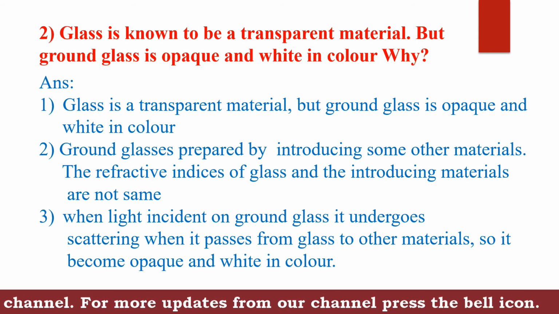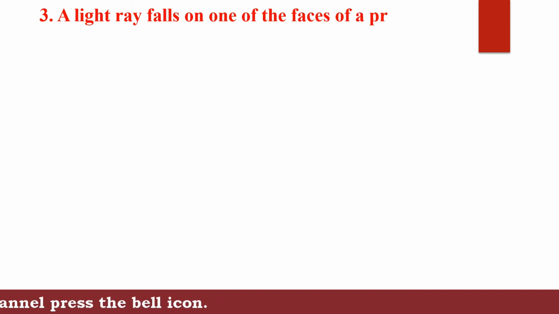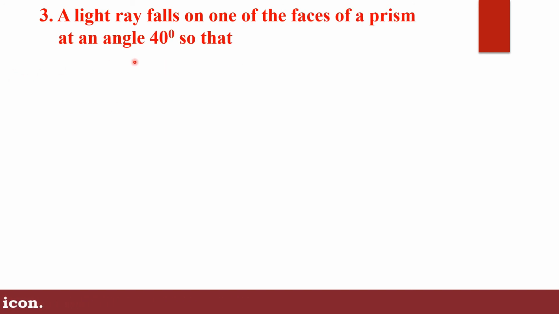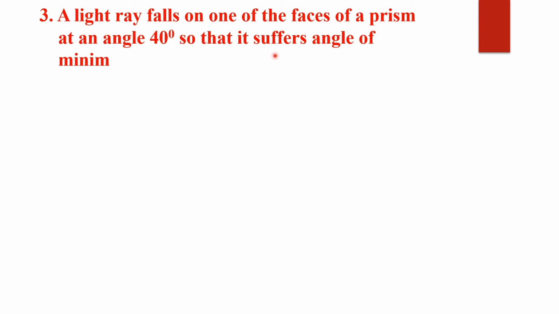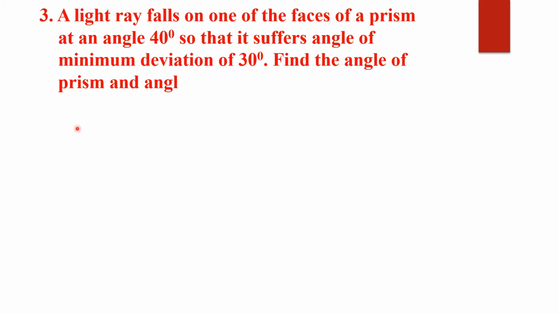Okay. Next, a light ray falls on one of the faces of a prism at an angle of 40 degrees so that it suffers an angle of minimum deviation of 30 degrees. Find the angle of prism and angle of refraction at the given surface. Here in this question they have given the angle of incidence 40 degrees and angle of minimum deviation 30 degrees. We have to calculate the angle of prism and angle of refraction.